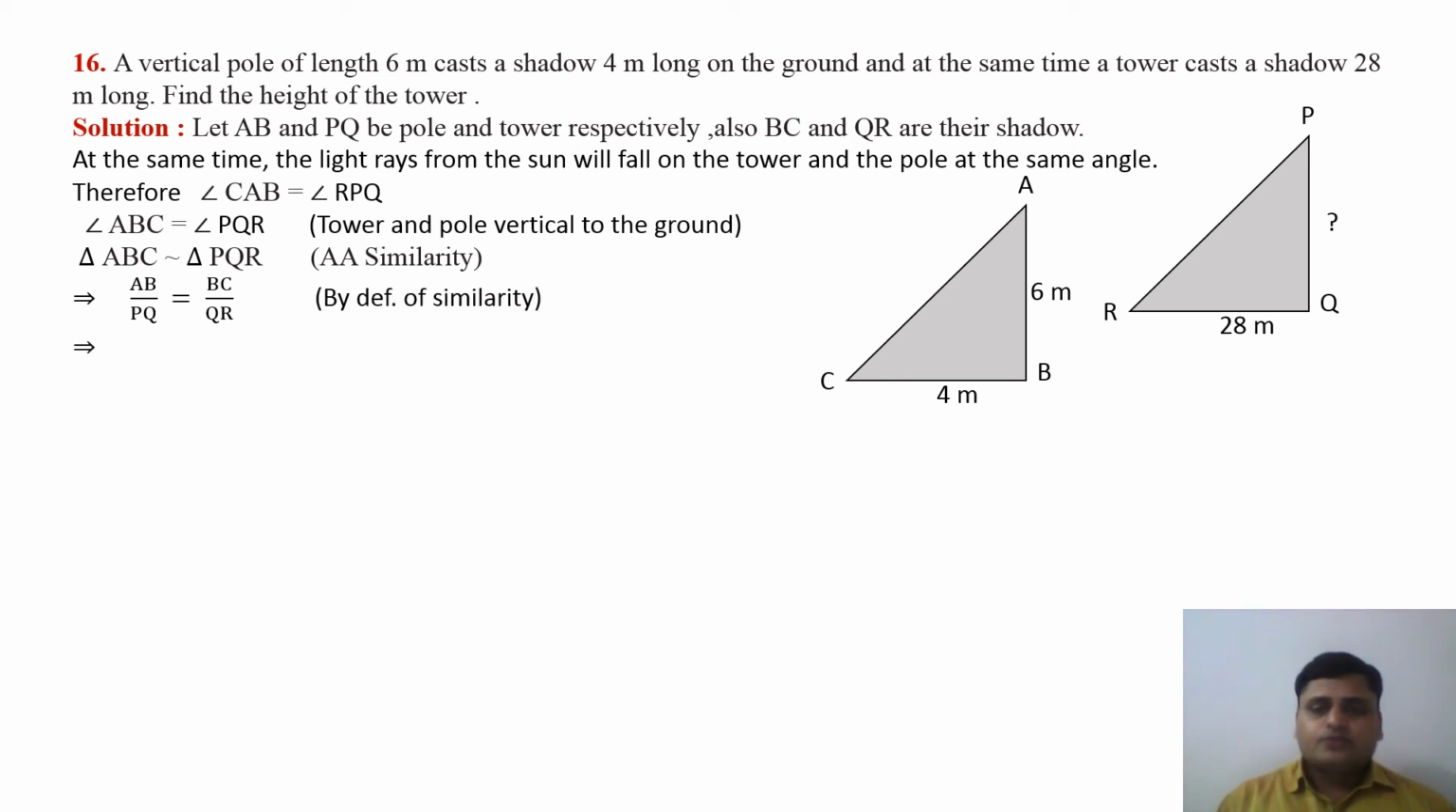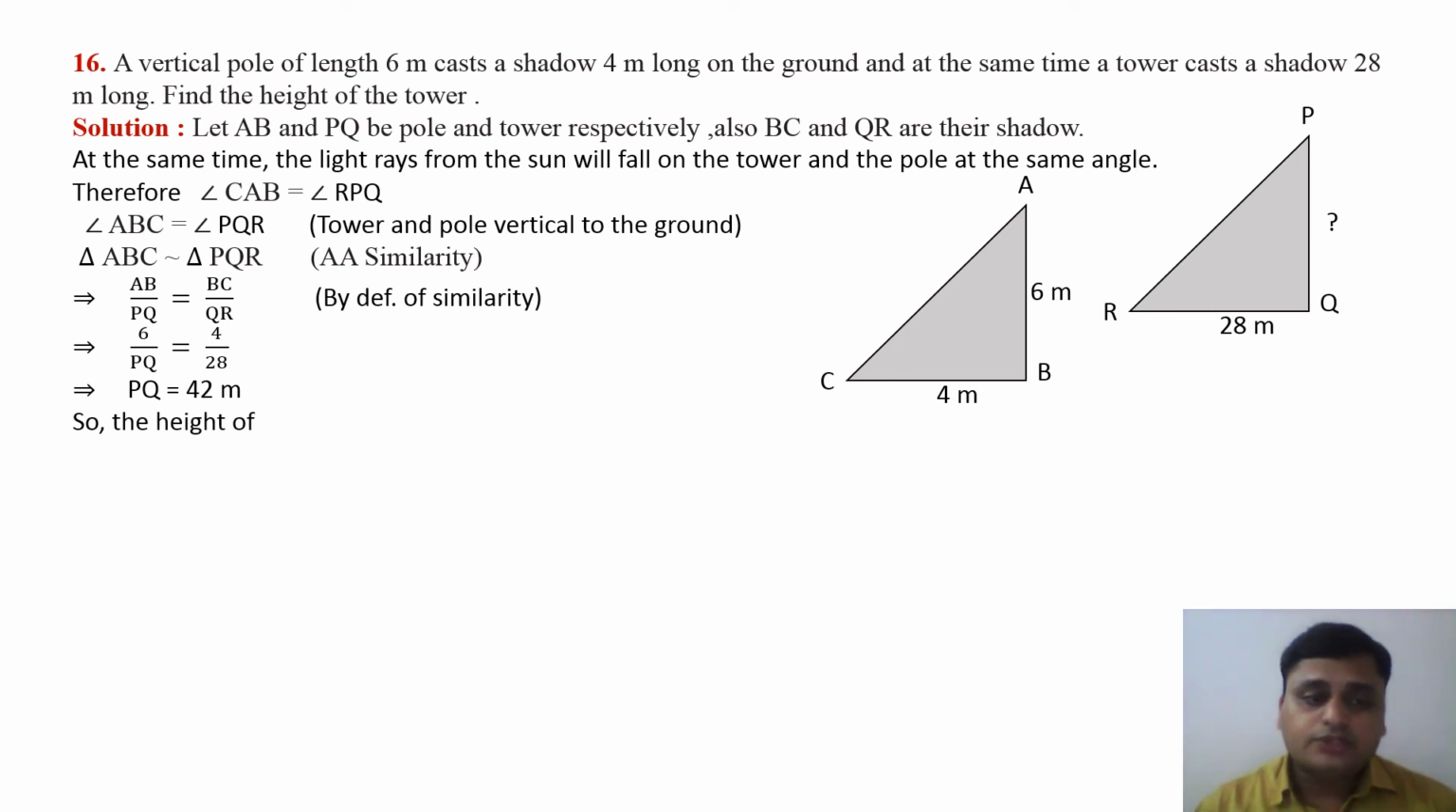Now after this, substitute all those values. 6 by PQ is equal to 4 by 28. Cross multiply, we will get PQ is equal to 42 meter. In this way, we will solve this question. I hope this question number 16, in which we use the concept of physics, was clear to you all. Now, we can write the answer also. See, the answer is a very important part of the question. So we will write it: height of the tower is 42 meter.